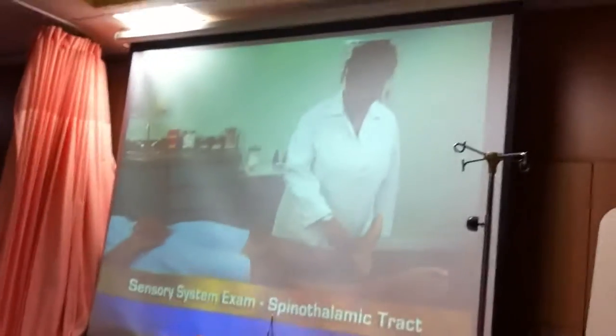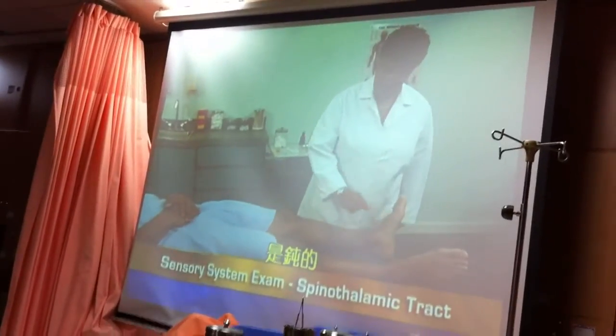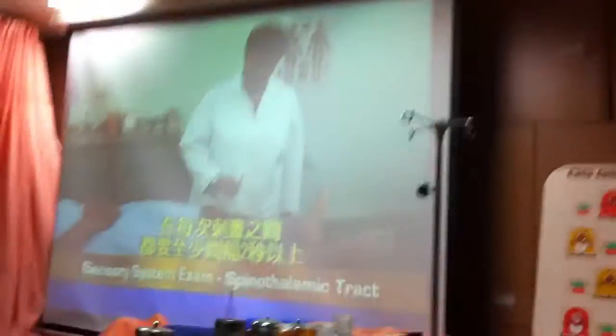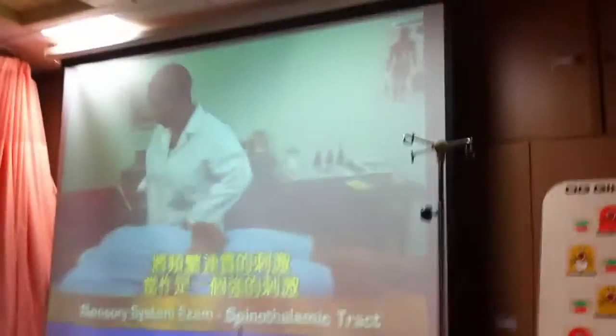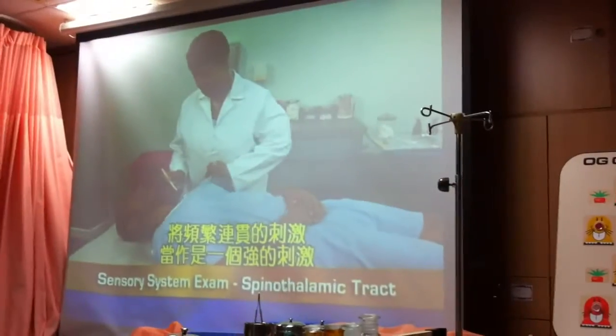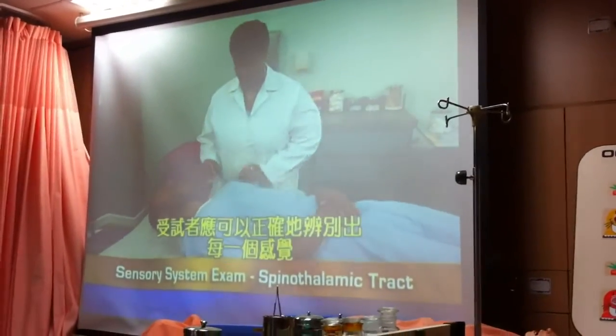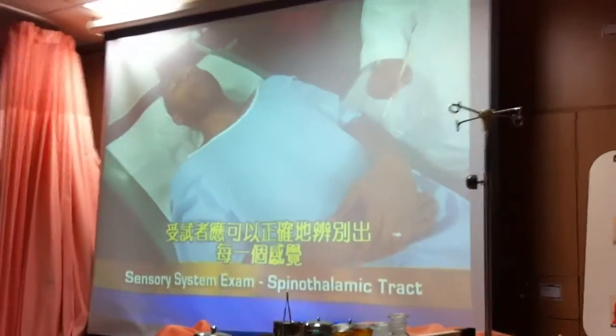Sharp. Let at least 2 seconds elapse between each stimulus to avoid summation, the perception of frequent consecutive stimuli as one strong stimulus. The person should be able to identify each sensation correctly.